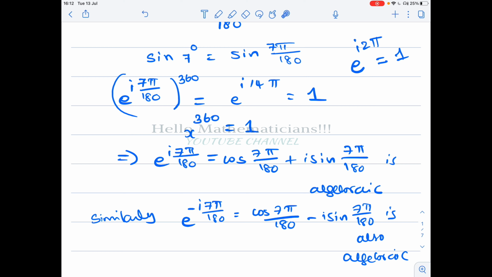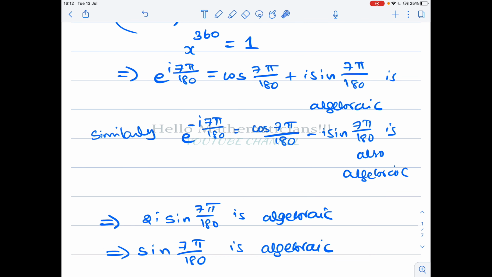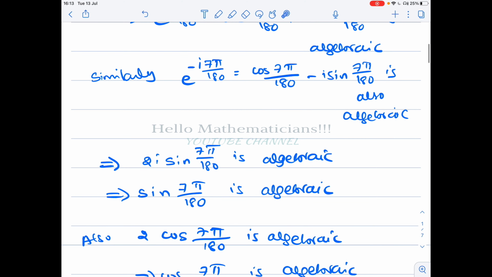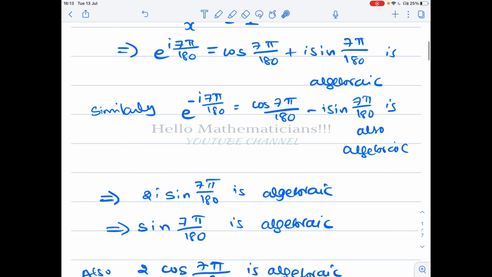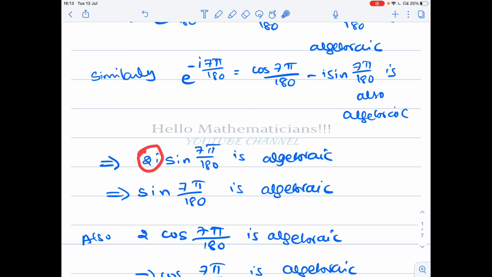We saw that algebraic numbers form a field. Therefore, the sum of algebraic numbers is algebraic, and the difference of two algebraic numbers is algebraic. So if you subtract this number from this number, what will you get? The cosine terms cancel. You will get i sin 7 pi by 180 plus i sin 7 pi by 180. You get 2i sin 7 pi by 180, which is algebraic, because the sum and the difference of two algebraic numbers is algebraic, since they form a field. So now 2i is an algebraic number.